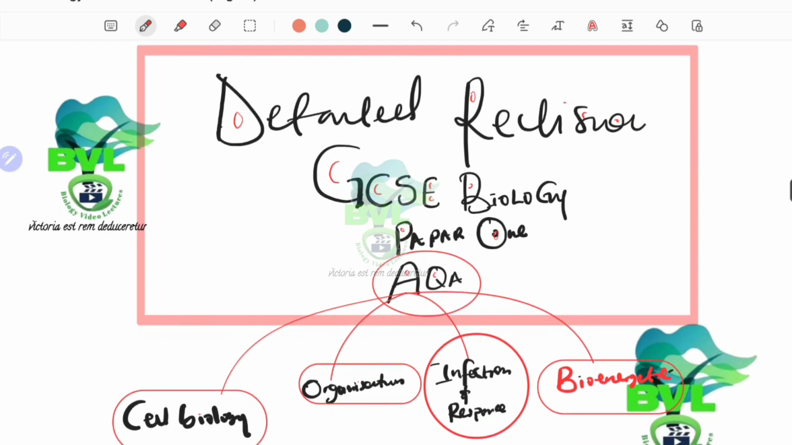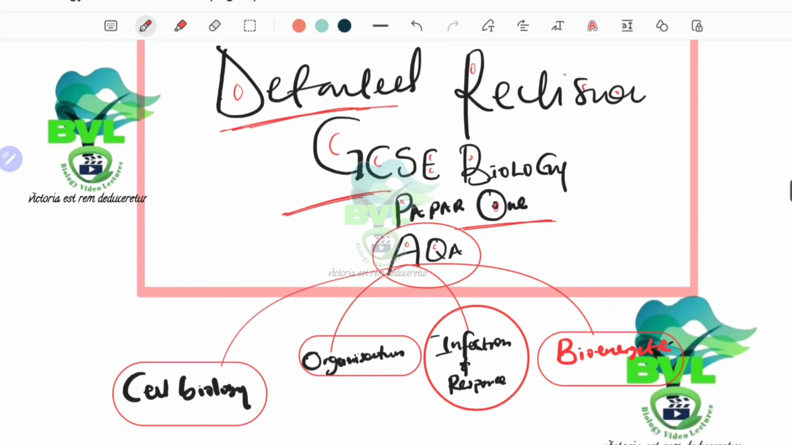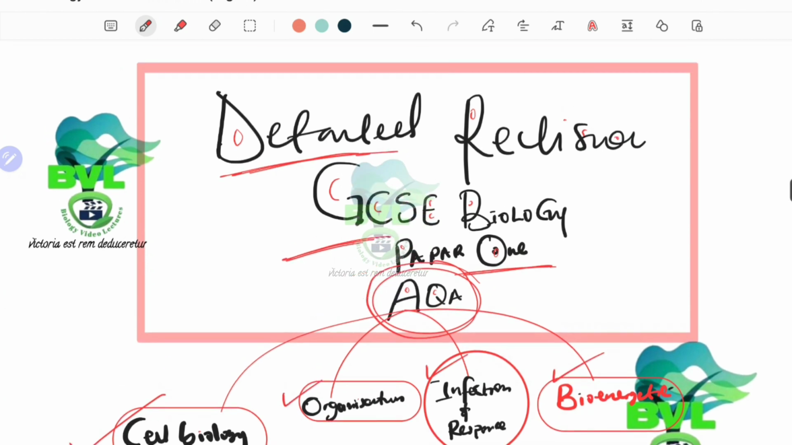So today I'll be taking you through a detailed revision for GCSE Biology Paper 1. And I'll be focusing on the AQA curriculum, okay? And the 4 topics you should expect on these are cell biology, organization, infection and response, and bioenergetics. This is called a detailed revision because I'm actually going to go in a bit more detail so that this will help you for your exam.